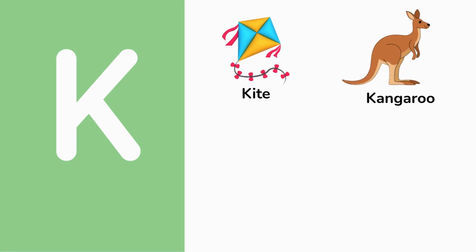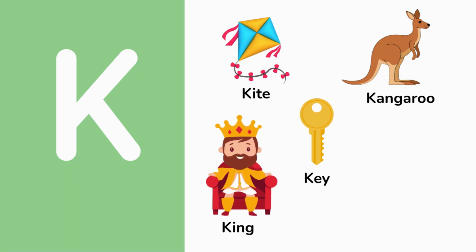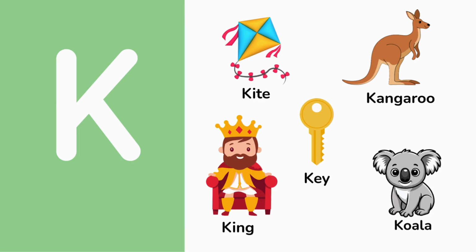K. This is letter K. Can you say K? K. K is for kite. K is for kangaroo. K is for key. K is for king. K is for koala.